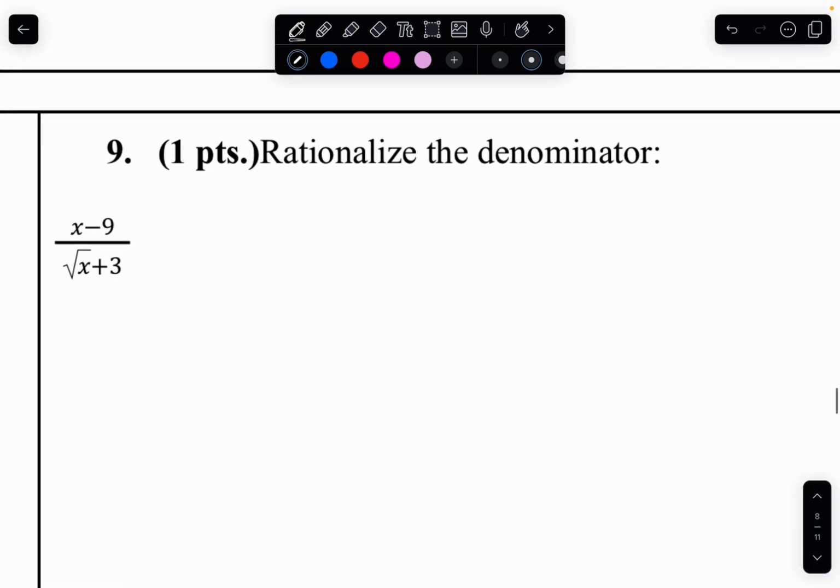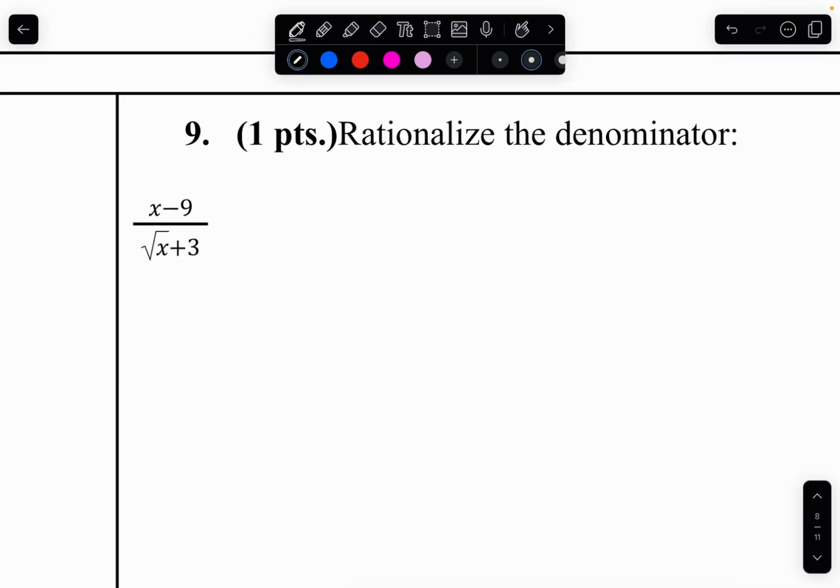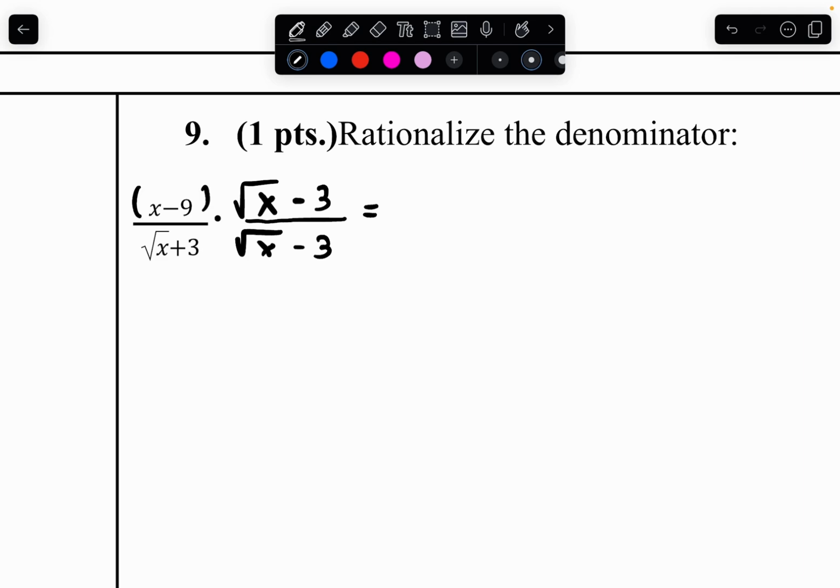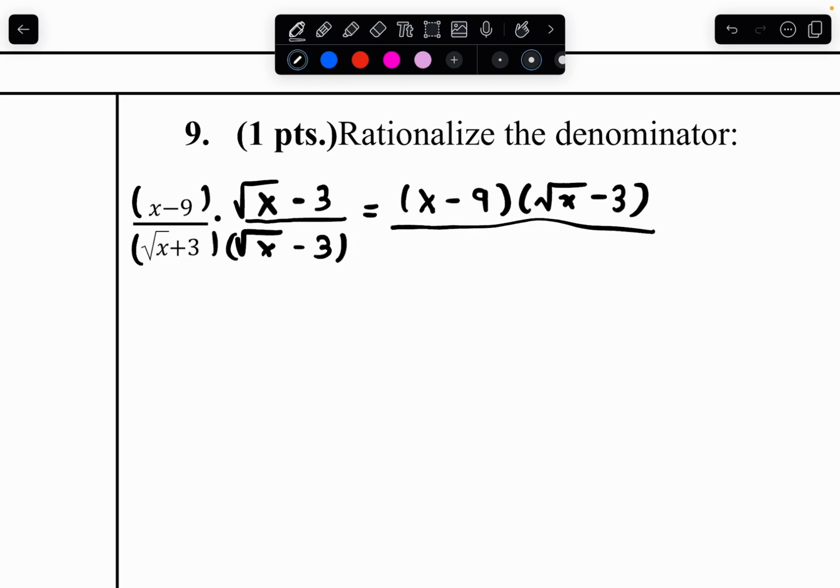Okay, this one, rationalize the denominator. You have to multiply by the conjugate. Hope you remember that from semester 1. Okay, I'm going to strategically not use FOIL yet. I'm going to leave it like this. X minus 9, parentheses, square root of x minus 3. Okay, remember these are a difference of squares.